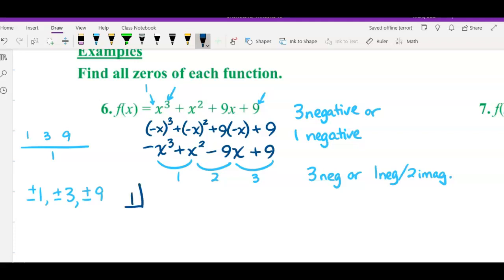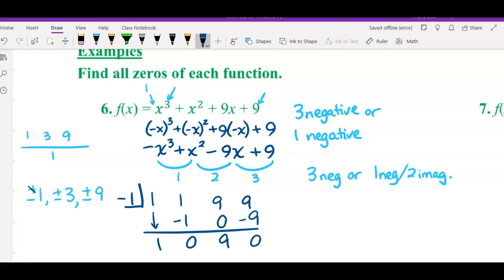Let's start with 1, shall we? In my coefficients, 1x cubed, 1x squared, 9x, and 9. Bringing down the 1. One does not work. Positive 1 does not work. Let's try negative 1. Just going to erase. Goes a little bit faster that way. And I have an answer.